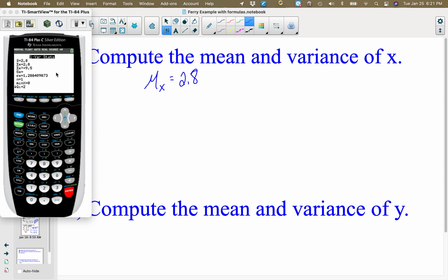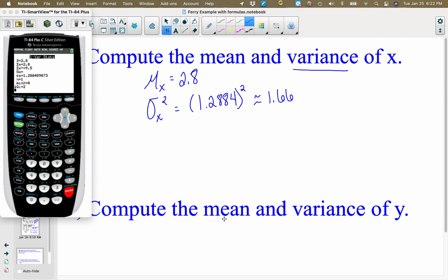And now notice that we have sigma sub x, but we want the variance. So to get sigma sub x squared, I'm just going to take 1.2884 approximately and square that. I already did, and we get about 1.66. So this represents the number of cars. Now obviously you can't have 2.8 cars on the ferry, but in the long run, on average, that would be the average number of cars on each trip on the ferry.